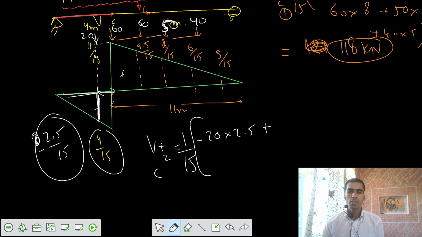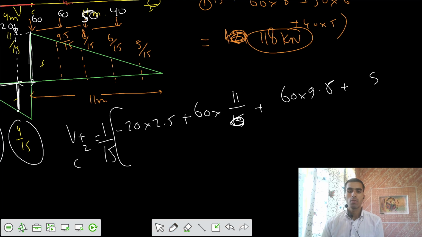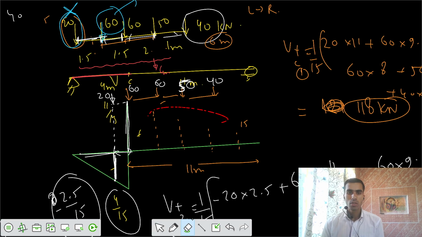Then after that, we have 60 into the ordinate, the maximum ordinate, which was B by L, 11 by 15 plus, 15 we keep outside. Then third one is 60 into 9.5 plus, after that we have, but the ordinates would get changed because your distance is also changing. 1.5, 1.5, 2, and 1. We need to get the ordinates corresponding to these.